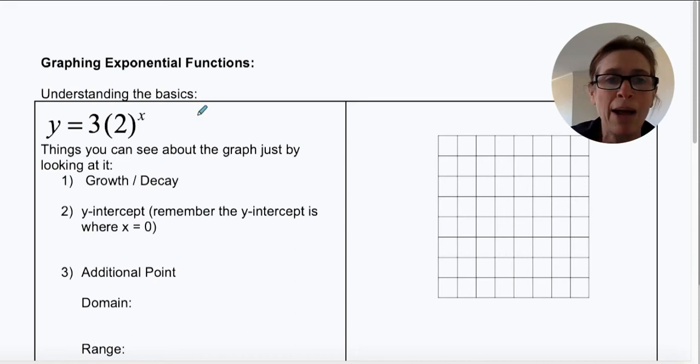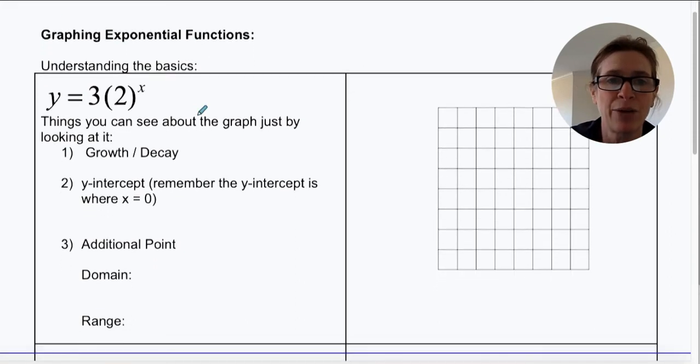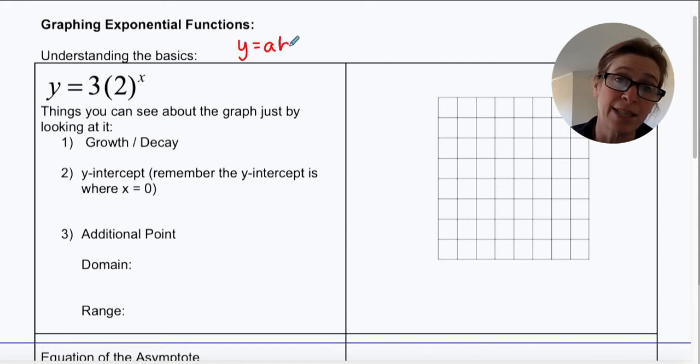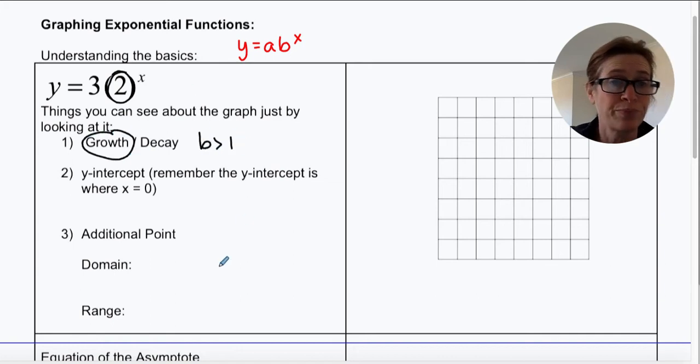All right, let's try one. Let's try graphing one together. So here is an exponential function in the form y equals ab to the x. The first thing I want to notice is the b term. The b is bigger than 1, so we would say this is growth. Why? Because b is greater than 1.